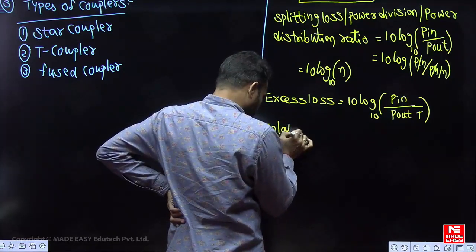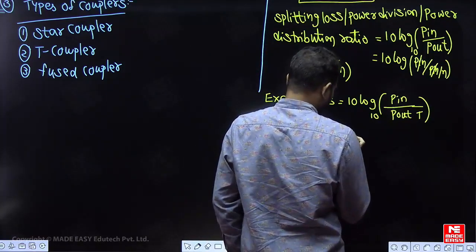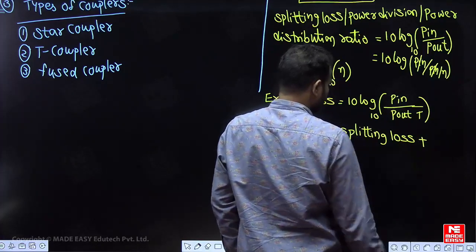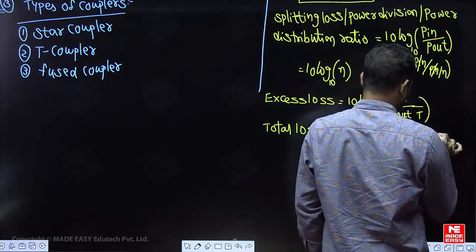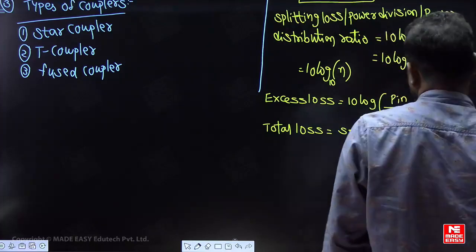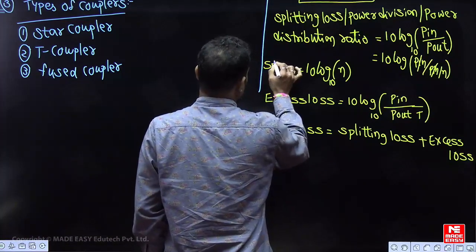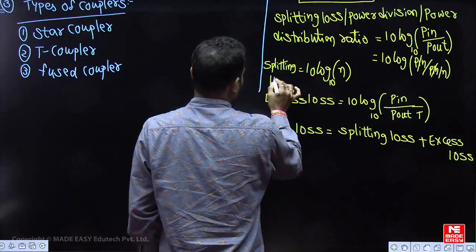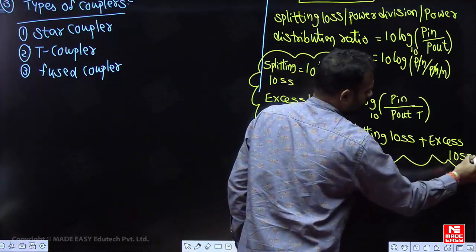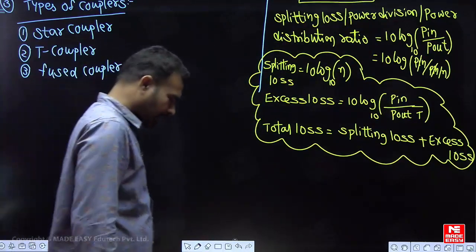Now the total loss present in your star coupler is a combination of splitting loss plus excess loss. So the combination of splitting loss plus excess loss is called the total loss we are having. This is called the splitting loss. These are the very important formulas present in your star coupler. Questions are asked in the exam based on this only.